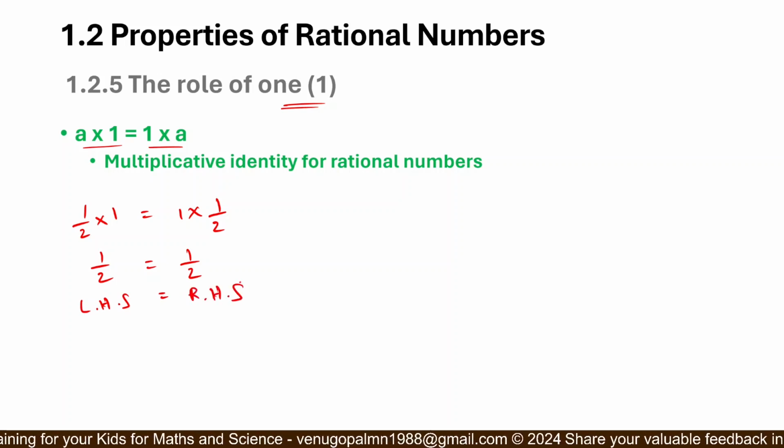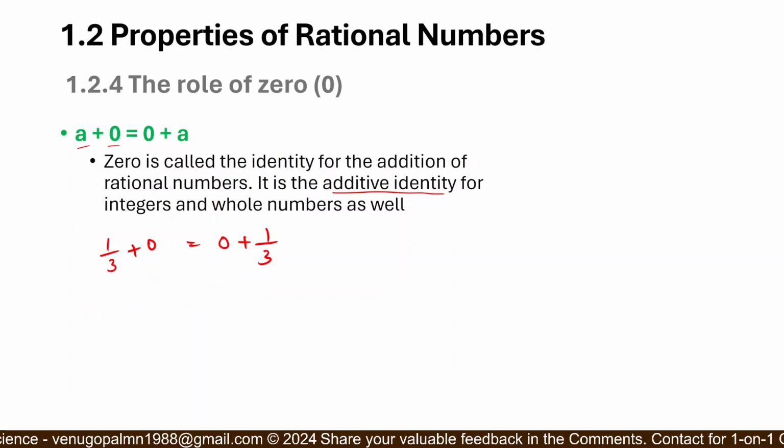What it also says is, if you multiply any rational number by 1, it results in the same value. So this kind of setup is also called multiplicative identity, because if you multiply any rational number by 1, it yields the same value. The previous one, A plus 0, if you add 0 to any rational number, it yields the same value. We call it additive identity.